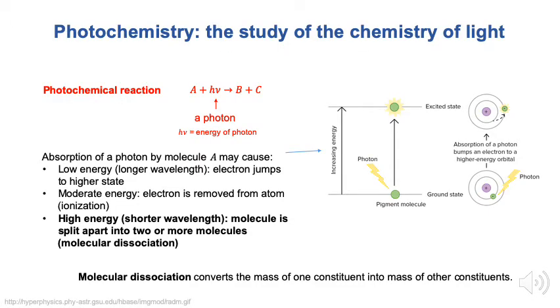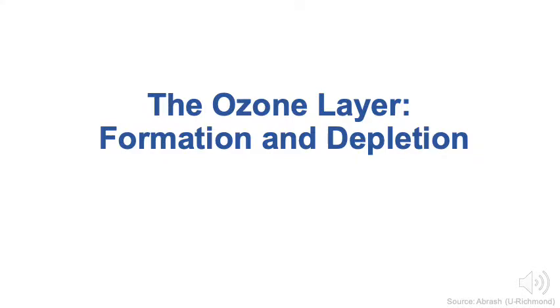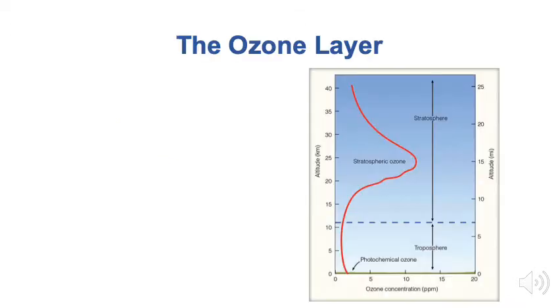So when we talk about the concept of photochemistry, here we're going to learn about this concept in the context of the ozone layer in the stratosphere. So we'll talk about its formation and depletion. So what is the ozone layer?